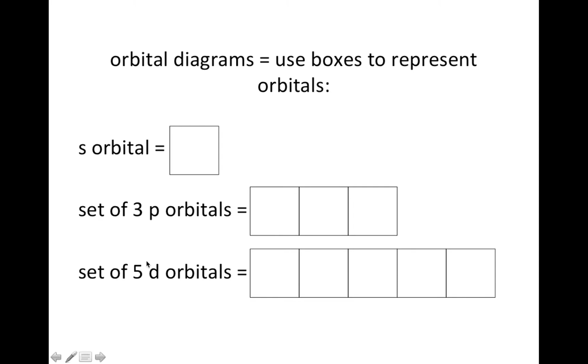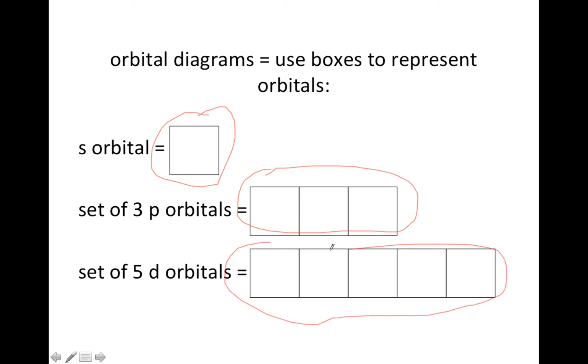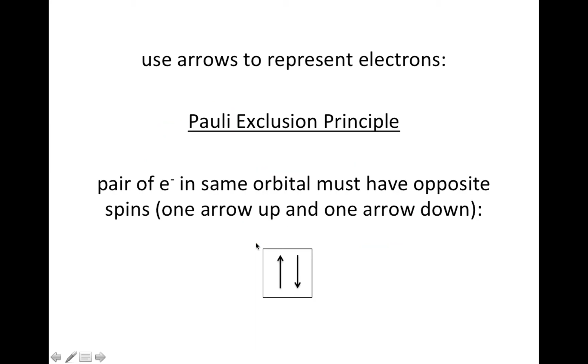An orbital diagram uses boxes to represent orbitals. So for an s orbital, you're going to use one box. A set of three p orbitals, you're going to use three adjacent boxes. And a set of five d orbitals, you're going to use five adjacent boxes. To represent the electrons, we're going to use arrows.